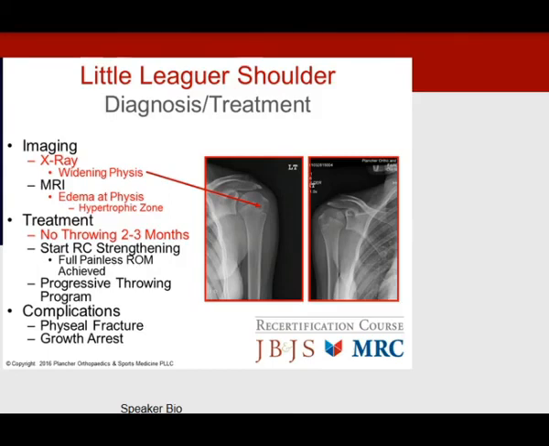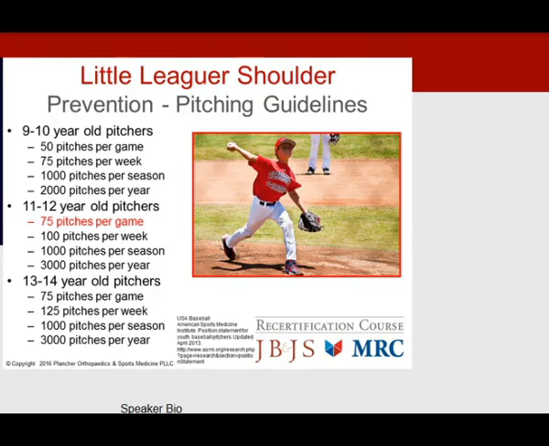The difficulty with this entity is convincing the parents, the grandparents, the aunts, the uncles that the young child has to cease throwing as he is the star on the overhead throwing team. But I encourage you to have them stop throwing so the rest of his or her life he never has any problems and complications from little leaguer shoulder. This slide will show you some of the recommended pitching guidelines for these young, great athletes, and I encourage you to use it and hope that it helps.